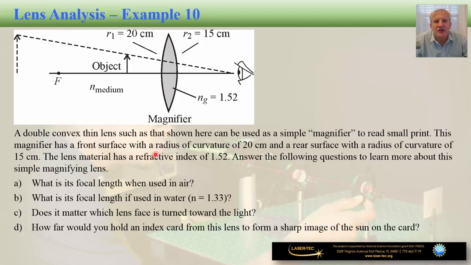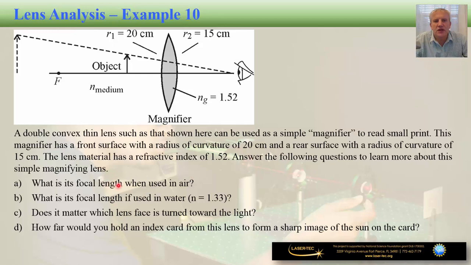So this simple magnifier has a front surface with a radius of curvature of 20 centimeters and then a rear surface with a radius of curvature of 15 centimeters. We're talking about a lens that's made out of a material whose refractive index is equal to 1.52, and there are a few questions that need to be answered by using some of the approaches presented on the previous slide.